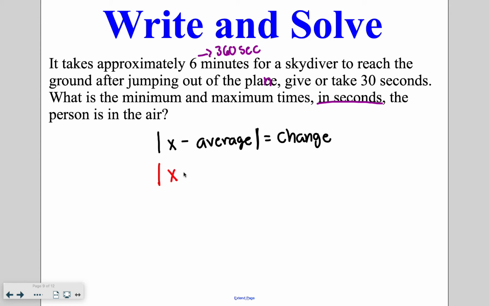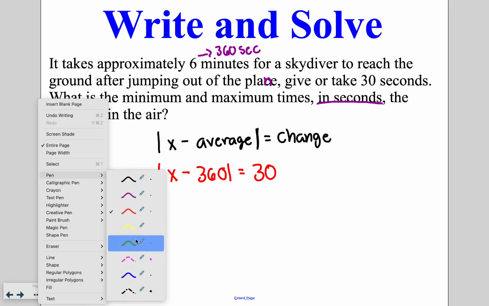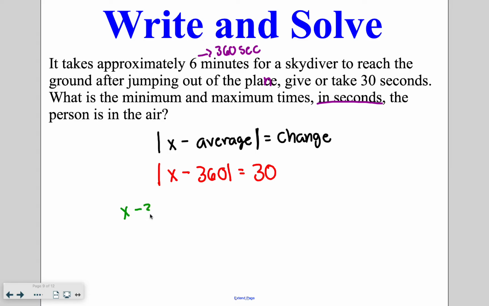So I want x minus the average amount of time, x minus that central value, which is going to be 360, is equal to, it says give or take, so that means I can go up or down by 30. How much we can change by is on that equal part. Now that I have my equation set, I can split it up into case 1, which is x minus 360 is equal to 30, the positive, to find the maximum value, or x minus 360 is equal to negative 30 to find that minimum value.